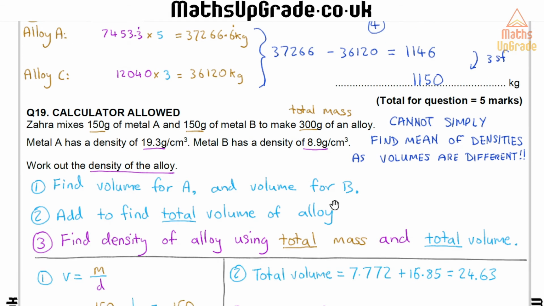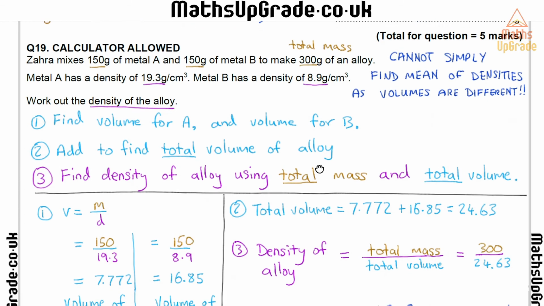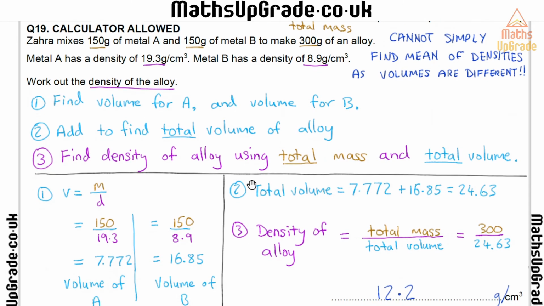Okay, let's do step 1. Let's find the volume for A and the volume for B. So the volume for A I can find using this formula here. I've recalled this formula because it's not given to me. The volume is mass divided by density. So that's 150 divided by 19.3.